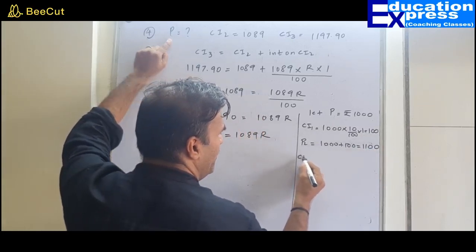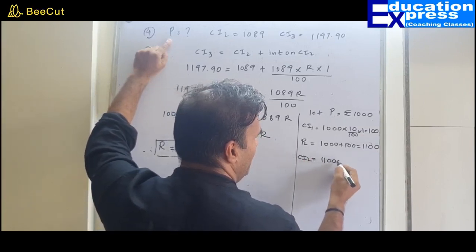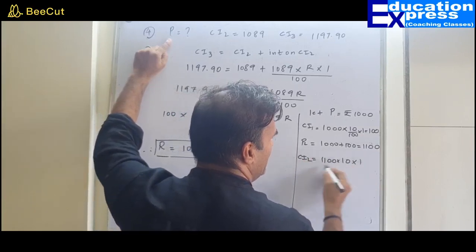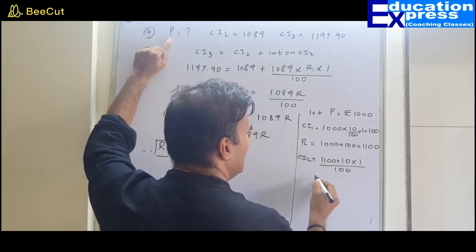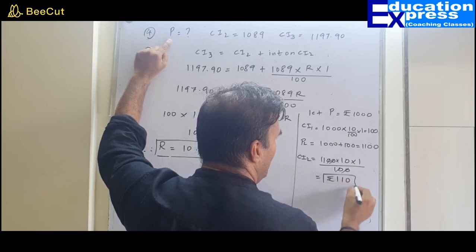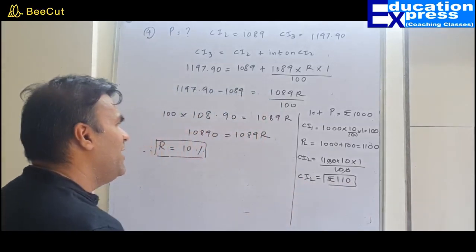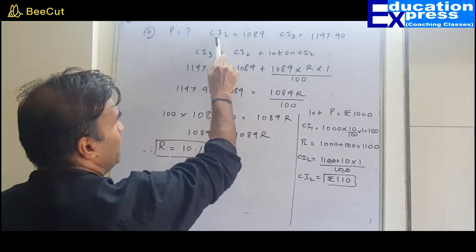What will be the compound interest for second year? Compound interest for second year would be 1100 multiplied by 10% for 1 year. How much is that? It will come up to 110. Wonderful. We got compound interest for second year.